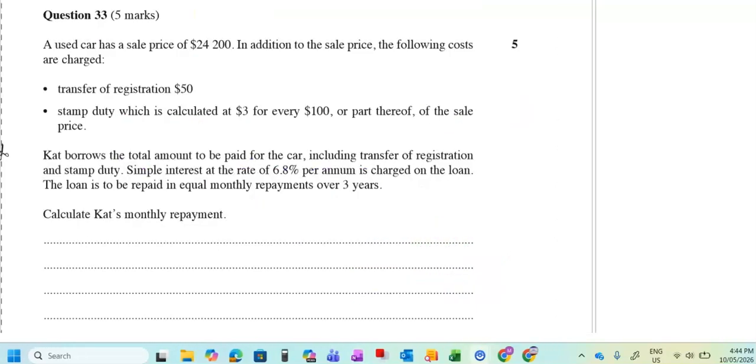Question 33. A used car has a sale price of $24,200. In addition to the sale price, the following costs are charged. There's a transfer of registration fee of $50. There's stamp duty, which is calculated at $3 for every $100 or part thereof of the sale price. Cat borrows the total amount to be paid for the car, including transfer of registration and stamp duty. Simple interest at the rate of 6.8% per annum is charged on the loan. The loan is to be repaid in equal monthly repayments over 3 years. Calculate Cat's monthly repayment. Pause here to try yourself.